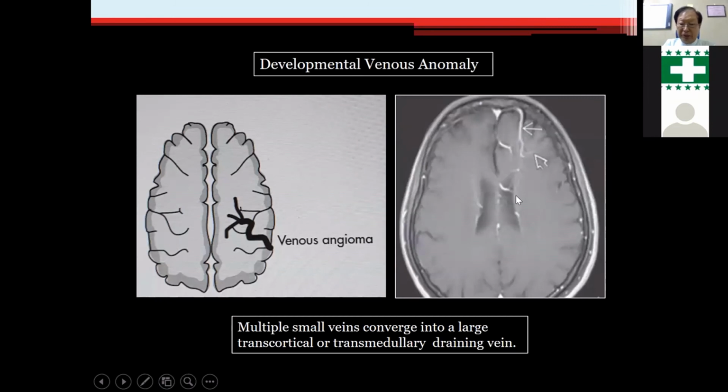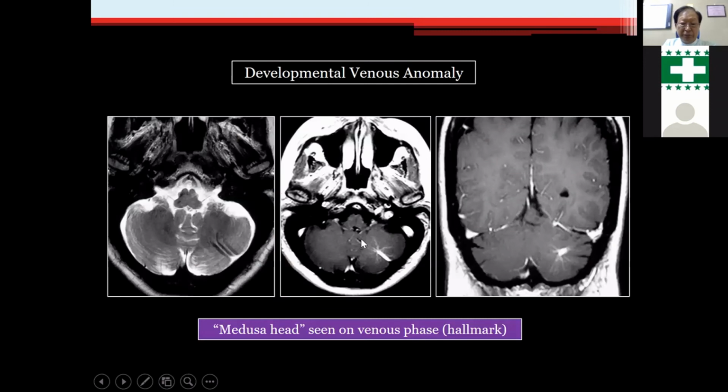Okay, now this is a drawing, and I'll show some examples. In the tissue you just see a full white area with a black line. But when you give injection, you see this pyramid of veins joining into one large draining vein. In this case, they are drained towards the transsinus. In coronal images, it looks like a medusa head. This is a typical DVA.